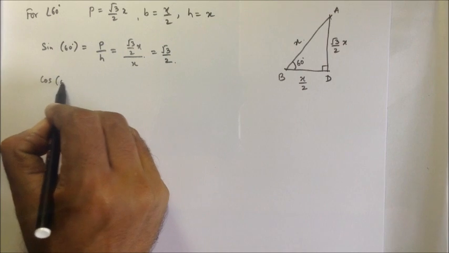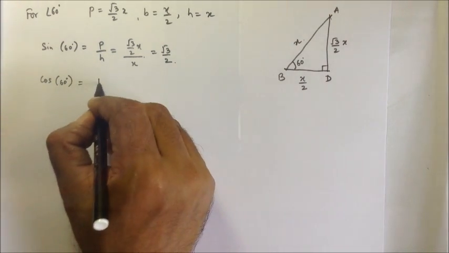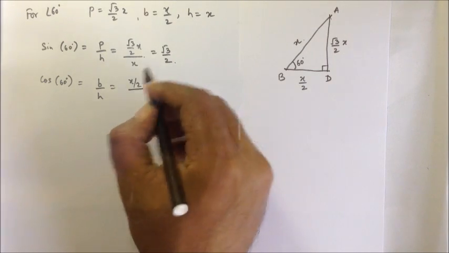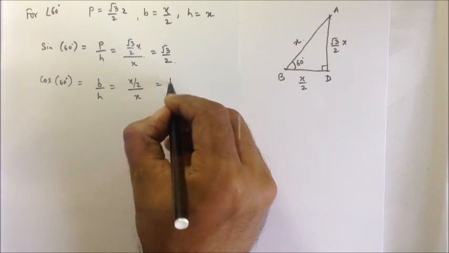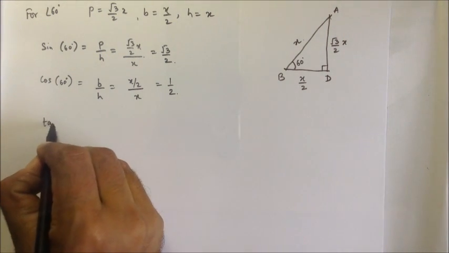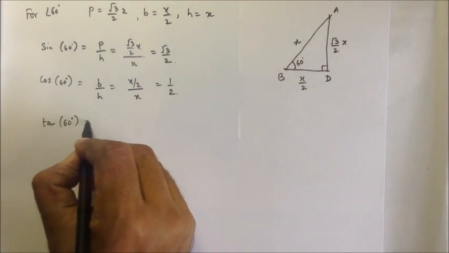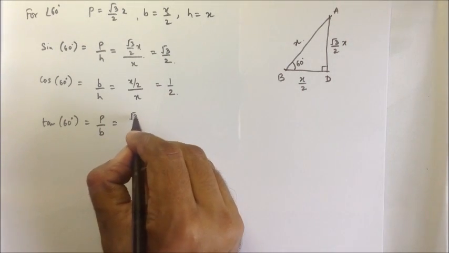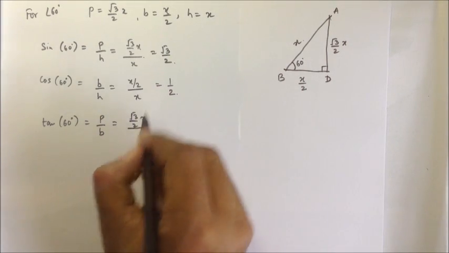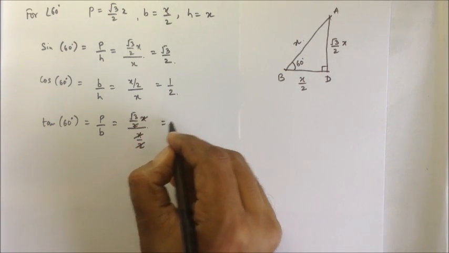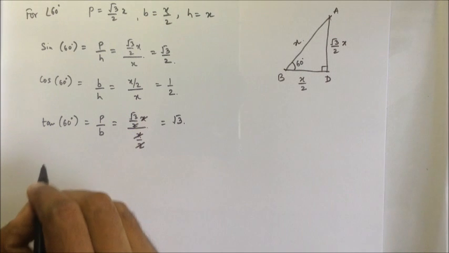Similarly, cos of 60 degree, which is base upon hypotenuse. Now base is x by 2 upon hypotenuse is x, and this would calculate to 1 by 2. The next is tan of 60 degree. Now tan is perpendicular upon base. The perpendicular is root 3 by 2x, and the base is x by 2. 2 and 2 would get cancelled, x and x would get cancelled, and the answer is root 3.